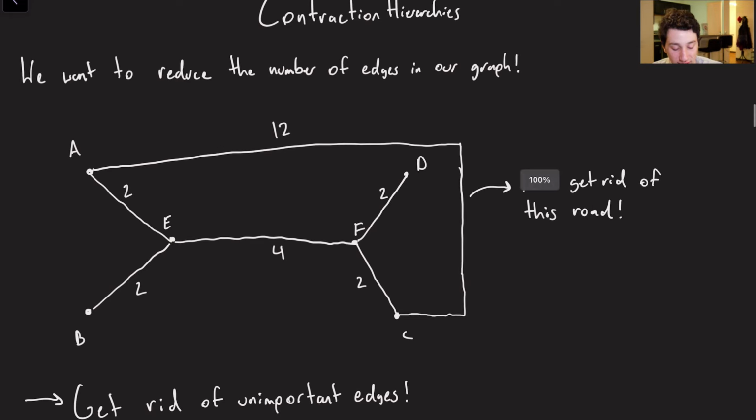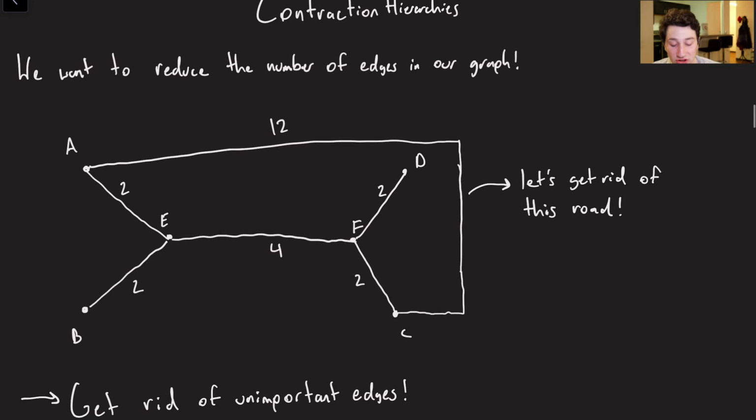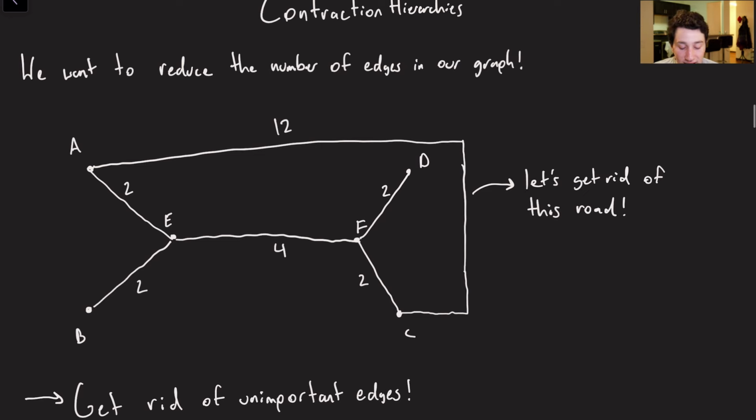So the next thing that I'm going to bring up as a concept is something that Google Maps actually does, which is officially dubbed contraction hierarchies.